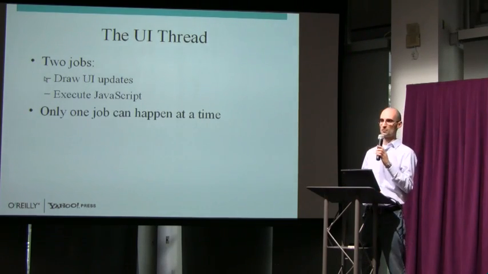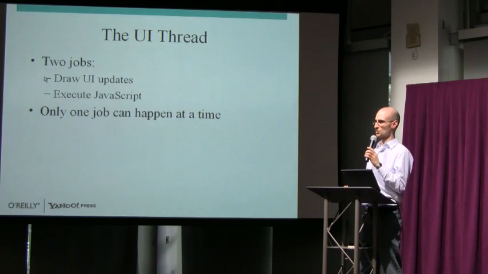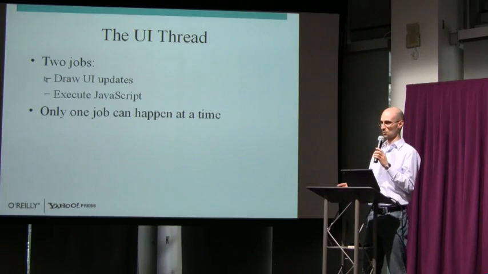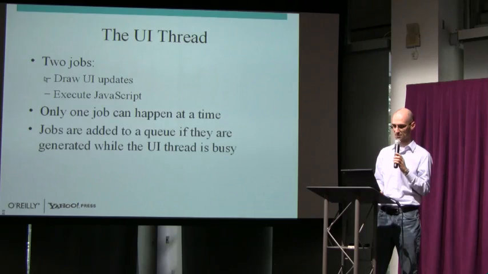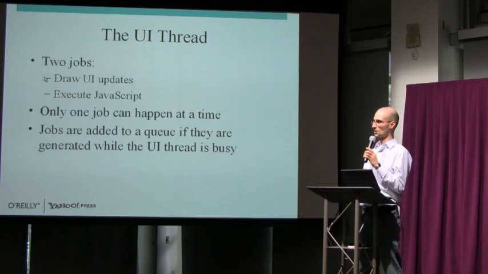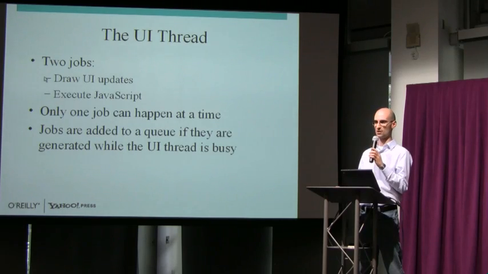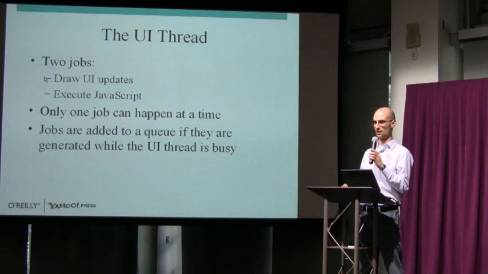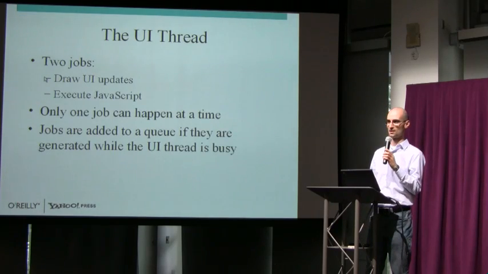The thing that you need to watch out for is that only one of these jobs can actually happen at a time. You can't update the UI while you're running JavaScript or vice versa. It just doesn't work, and I'll explain a little bit about why that is. If there's a job that's already executing on the UI thread and another one comes along, then that one ends up getting queued someplace so that it can be executed in the order in which it was received. Kind of like when you call and you're put on hold and it says, you'll be dealt with. Nobody's even chuckling at that?